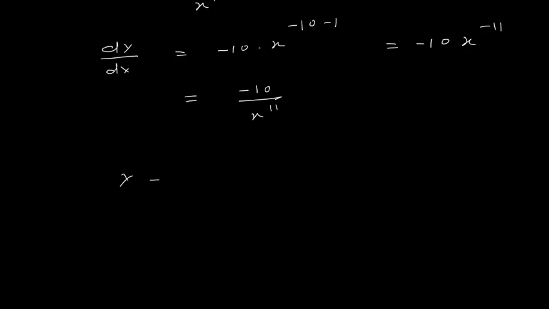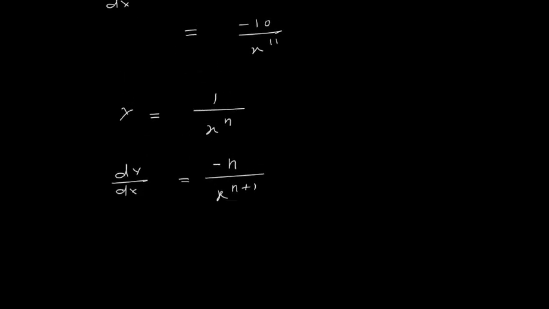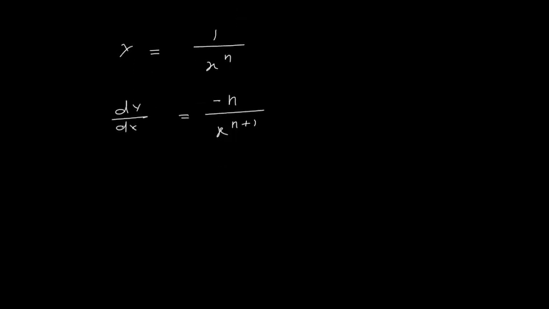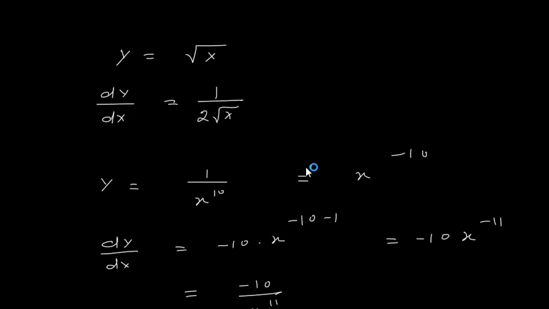So if I try to make a formula out of this, I will say that if y is equal to 1 upon x power n, then its derivative dy upon dx is equal to minus n upon x power n plus 1. This is how you can find the derivative of y equal to 1 upon x power n. So dy upon dx is minus n upon x power n plus 1. So this is all about your algebraic part.